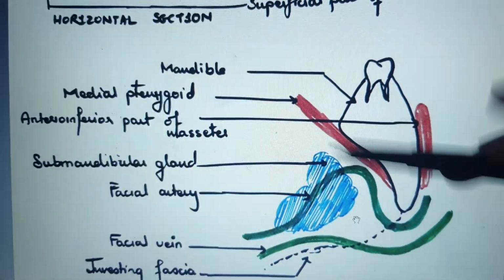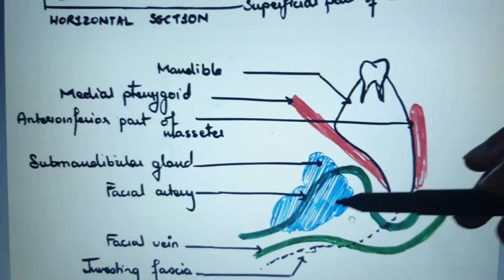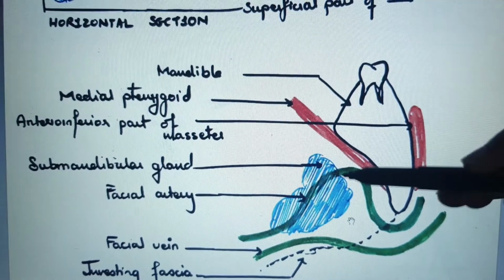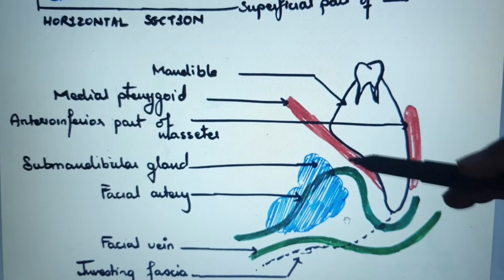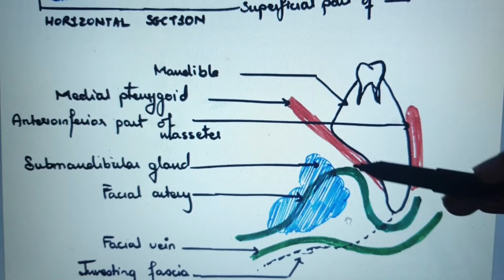These are the two or three diagrams which you need to learn. Make a note in your notes. The remaining aspects of the submandibular salivary gland will be covered in the upcoming video.